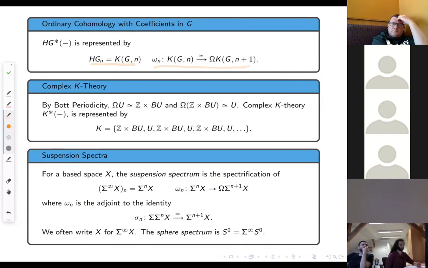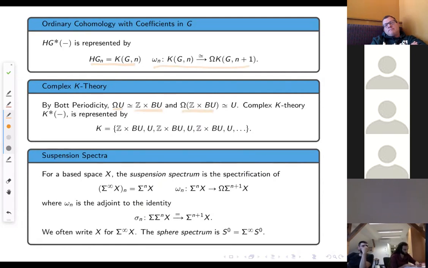So the next example, and these examples are going to come up in the rest of the lectures, is complex K theory. Bott periodicity tells us that the loops on the unitary group, where U is the union of all the UNs, all of the unitary groups, is weakly equivalent to Z times BU. And if you take the loops on that again, you get U back.